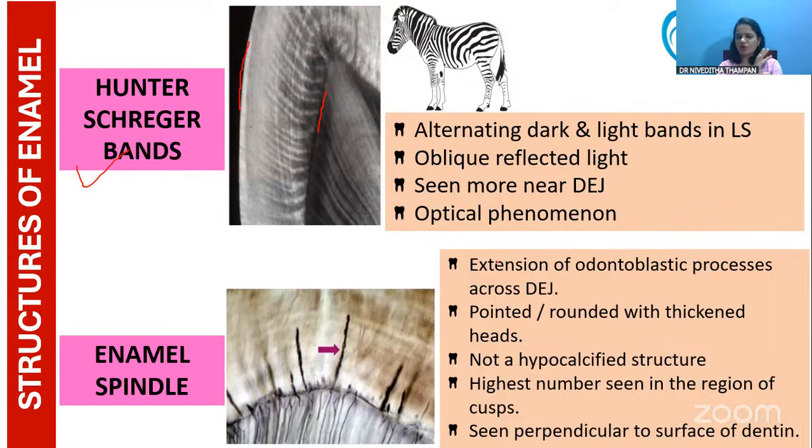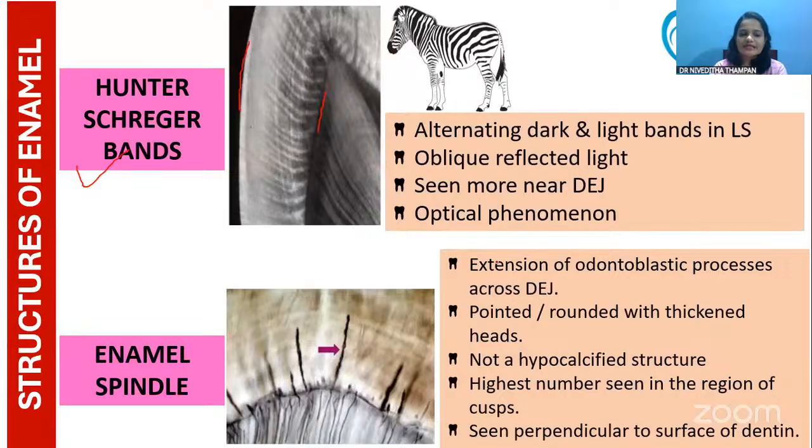But now all those theories have been discarded, and it is confirmed that these Hunter-Schreger bands are just an optical phenomenon. They appear just because they are viewed under special light under the microscope. There is no difference in mineralization or anything like that. This is just an optical phenomenon.